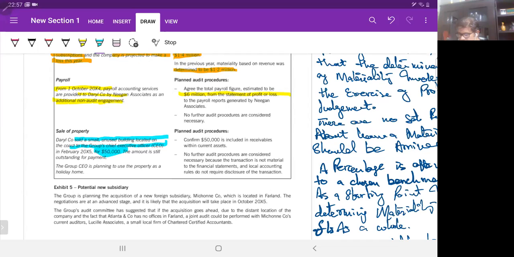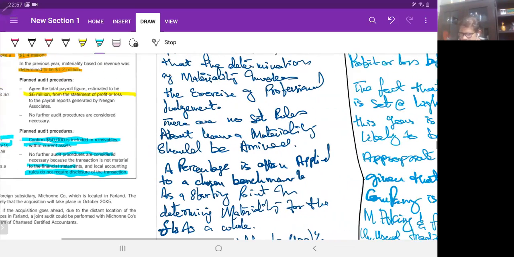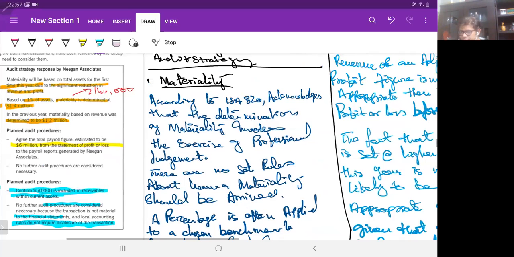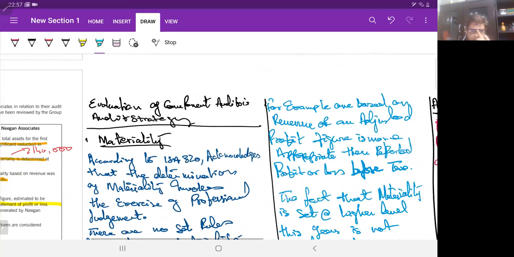What are the planned audit procedures? Confirm 50,000 is included in the receivables within current assets. No further audit procedures are considered necessary because the transaction is not material to the financial statement, and local accounting rules do not require disclosure of the transaction. But in the group financial statement, detailed disclosures would be required as per IAS 24 related party transactions.